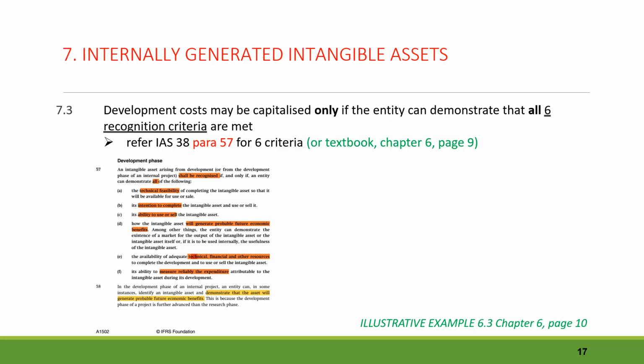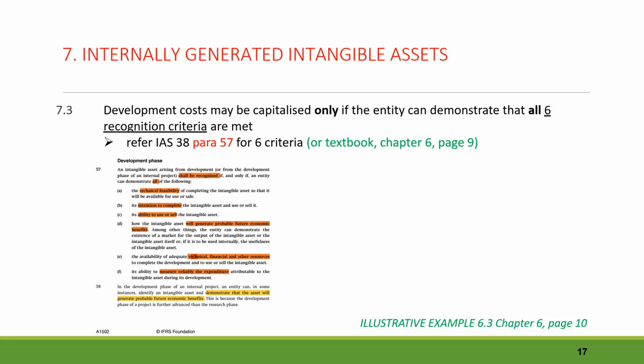There must also be an ability to either use or sell the asset. So we can't just have a great idea, develop the asset, and then keep it parked up in our warehouse. We must have a plan or purpose of how we're going to use or sell the asset. The technical feasibility must be there to complete the asset, and all the expenditures that go towards this development must be measured reliably throughout this development phase.